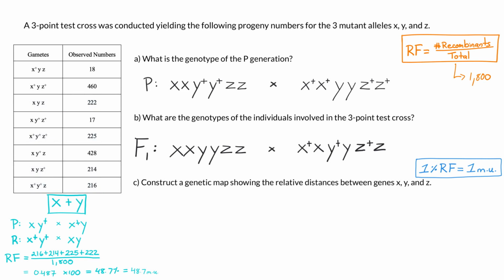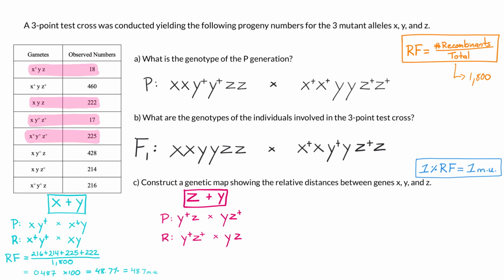Now we can do the same thing for the next pair of genes. So let's compare genes Z and Y. So again, the parental genotypes were Y plus, Z and Y, Z plus. So the recombinant genotypes will be Y plus, Z plus, and Y and Z. Now we can see that it is these 4 combinations that contain these recombinants, and we simply add these up, divide by 1,800, and multiply by 100 to get 26.8% or 26.8 map units.